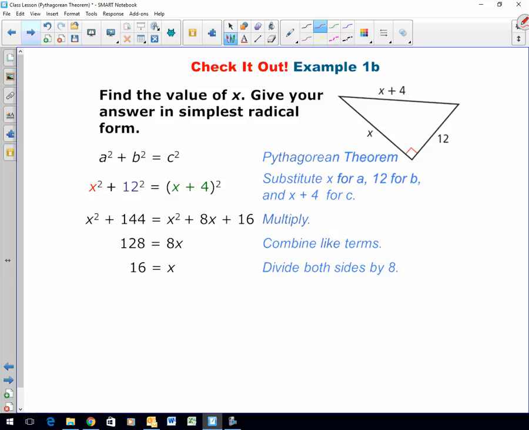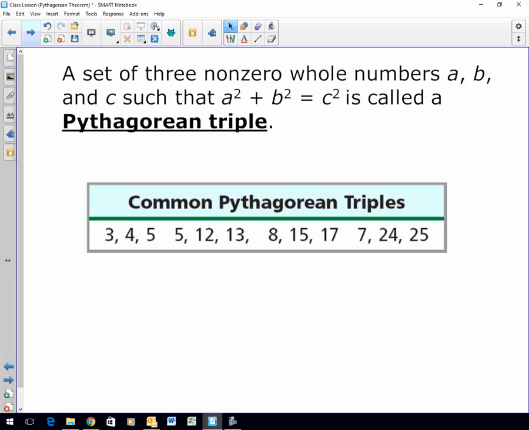Here, the step from here to here was to combine like terms. So they subtracted x squared from both sides and subtracted 16 from both sides. And then the step from here to here was divide both sides by 8. Okay, go ahead and write this down.